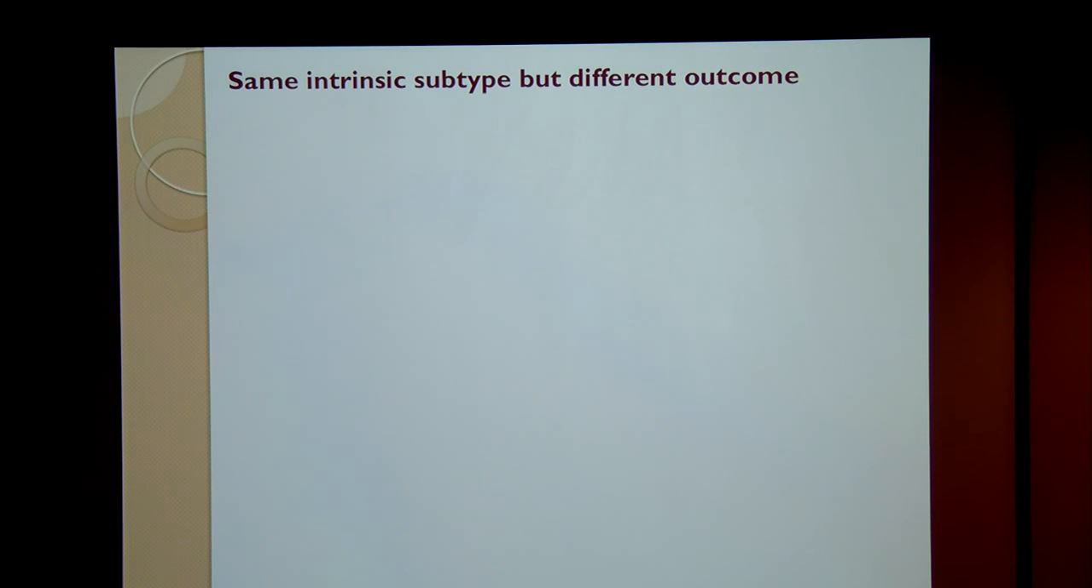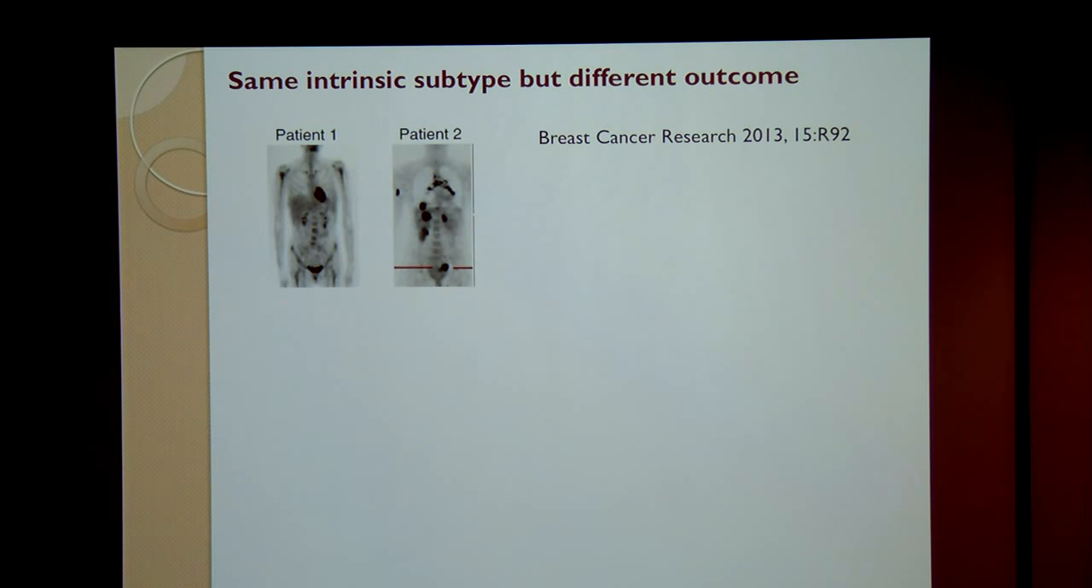Here are the two cases. As per the pathologist and clinician, both patients had the same subtype of breast cancer. Let us, for example, say it's a luminal type B based on the pathology. One patient did not develop metastasis. The other came back with metastasis. If it is the same intrinsic subtype, given the same medication, why are the tumors behaving differently?